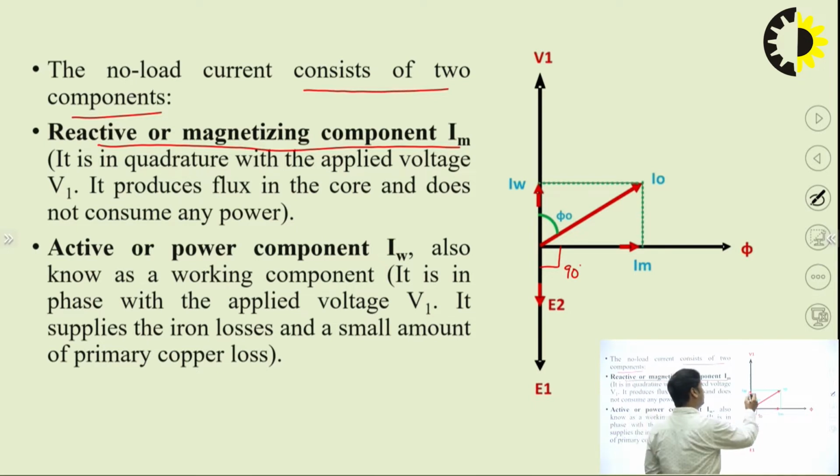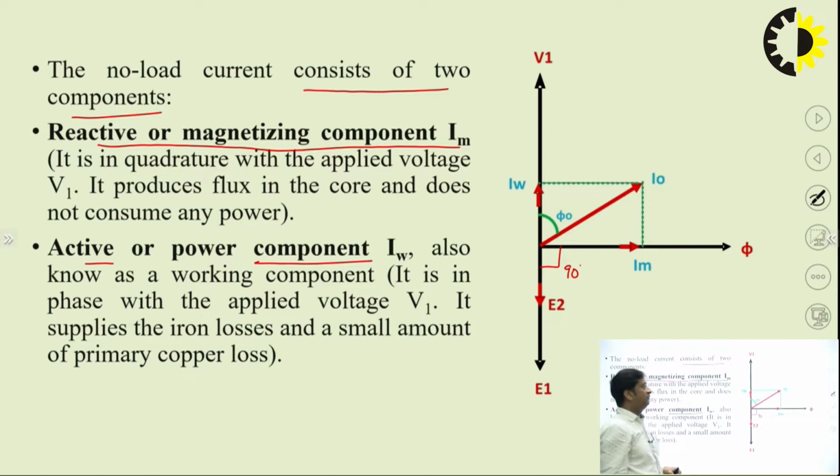The current which is in phase with the voltage is the core loss component, and the component which is in phase with the flux is called the magnetizing component. So we have two components: the magnetizing component and the active or power component. The active component is responsible for the core losses, so it is also called the core loss component. One is in phase with the voltage and the other is in phase with the flux. These are the two components of the no load current.